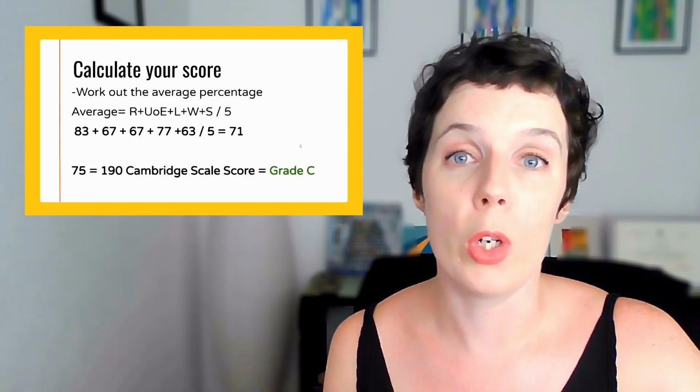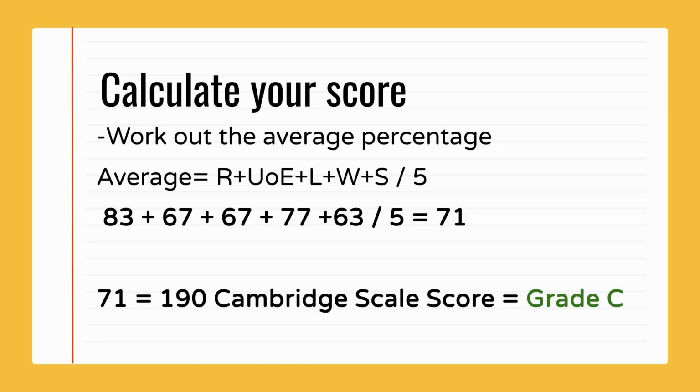What you're going to do is work out an average percentage. So add them all up, 83 plus 67, 67, 77, 73, and then divide it by 5, which is how many parts of the exam there are. Add them all up, divide it by 5, and that will give you your average percentage, which in this case is 71. Remember, above 60 is a pass. If you get above 60% at Cambridge C1, you pass the exam. So 71% is 190 on the Cambridge scale, which is a grade C.